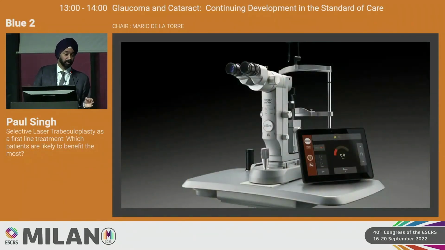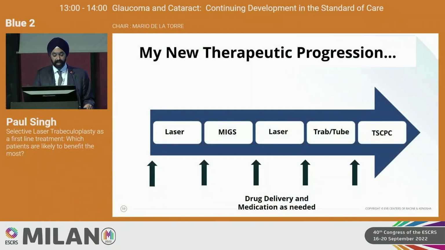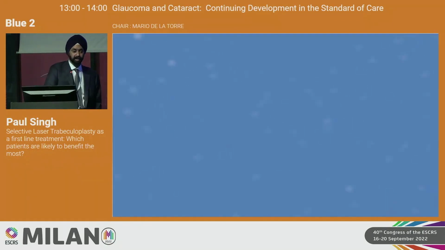I think the type of laser we use makes a difference as well. And my new regimen here is laser first line, MIGS second line, more laser, then I'll do a trab, and drops are there as needed. Thank you so much for the opportunity.